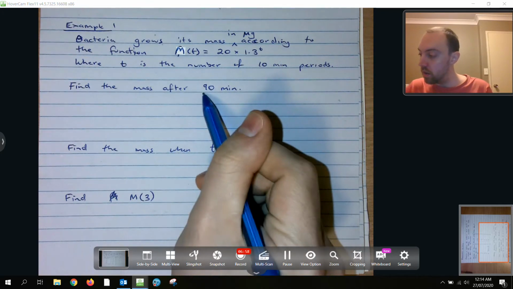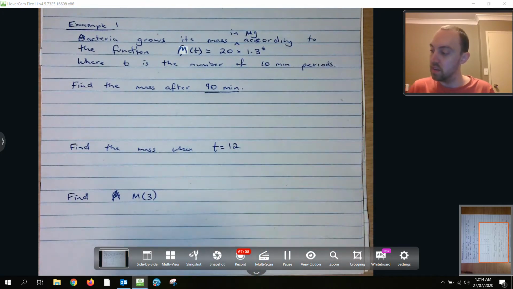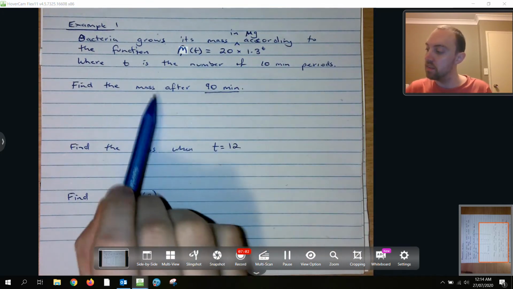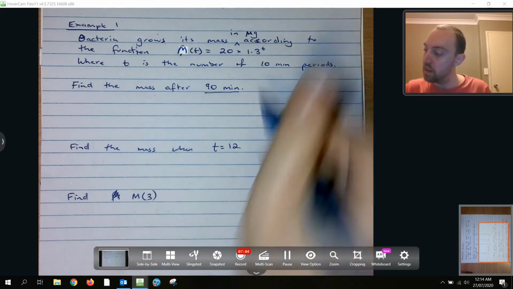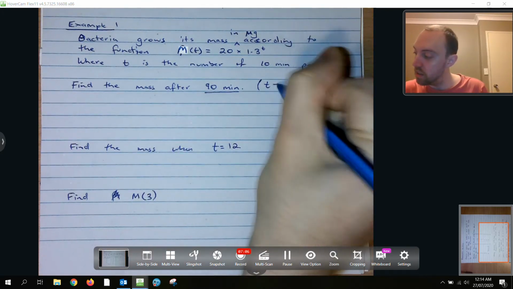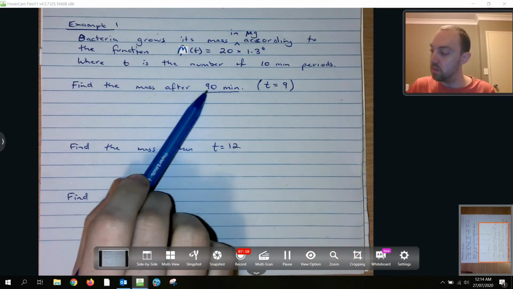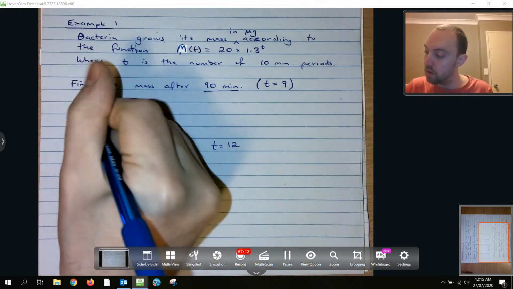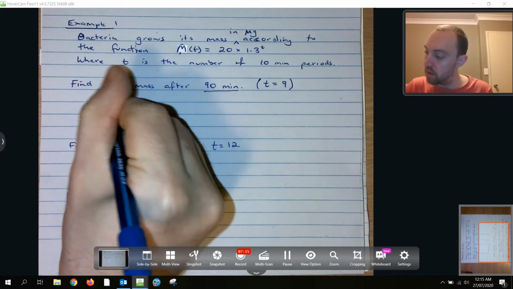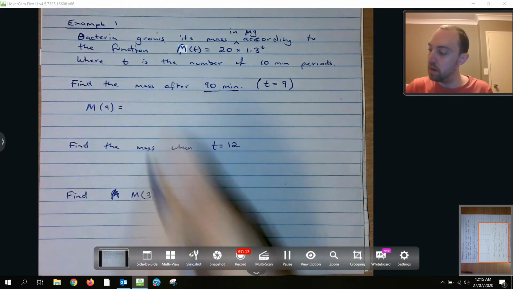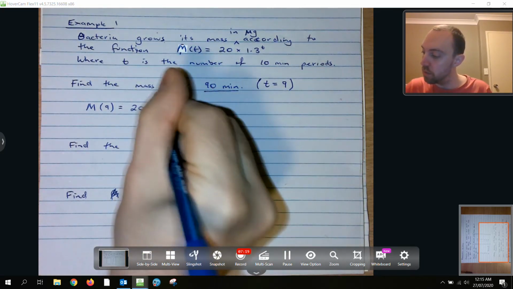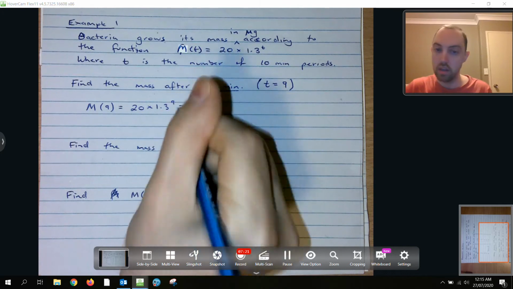Well, we could ask a similar style of question in lots of different ways. Find the mass after 90 minutes. This means when t is equal to 9. There are 9 lots of 10-minute periods, so we're going to try to find M(9), which is 20 times 1.3 to the power of 9.